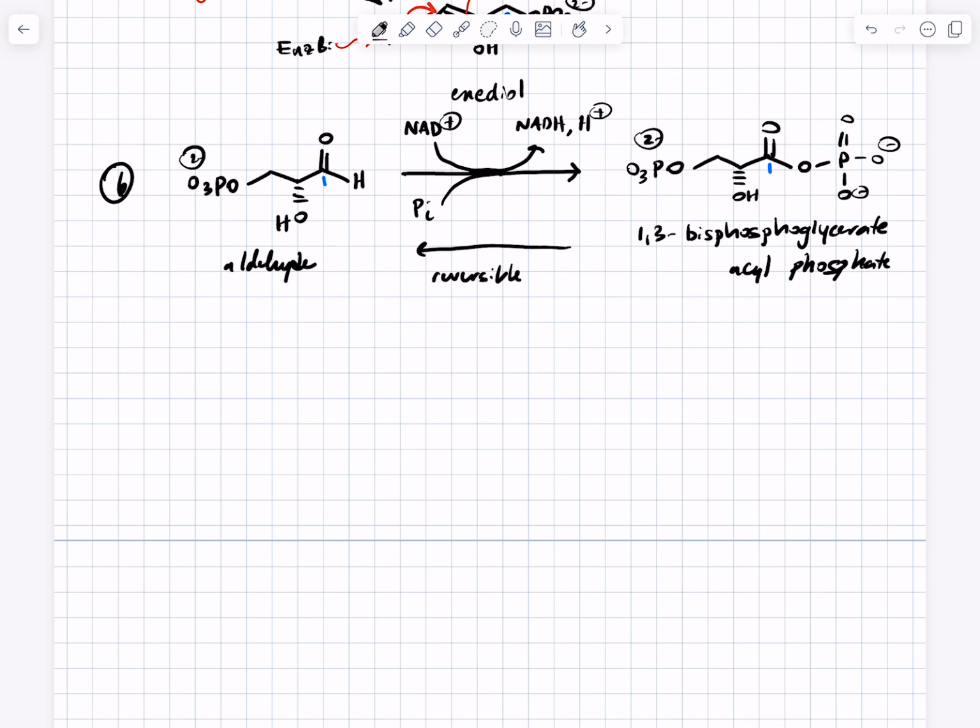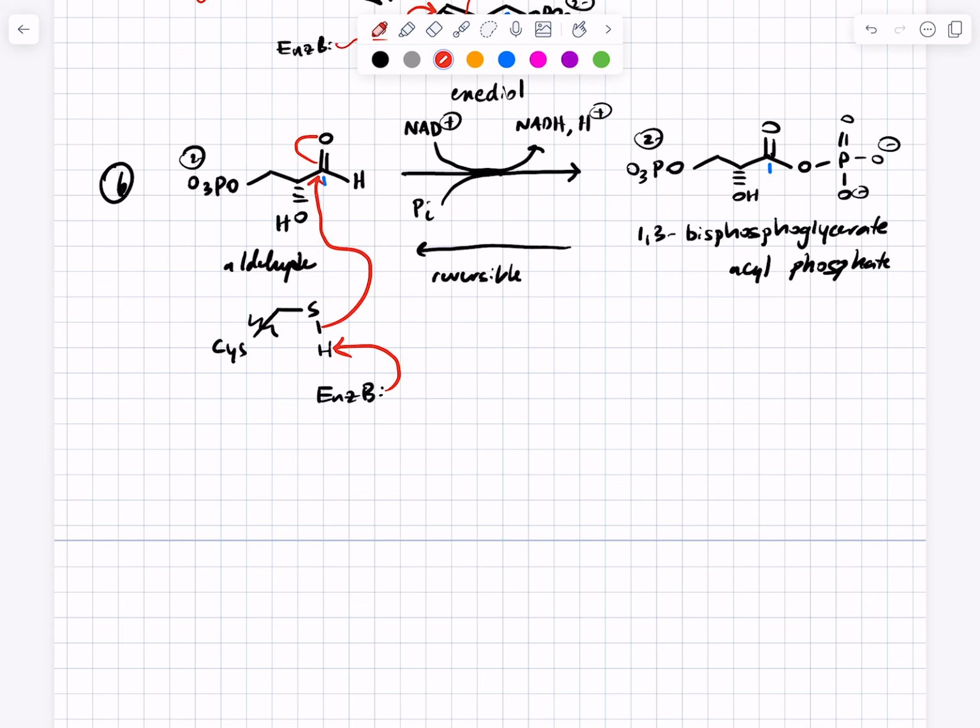Okay, so let's talk about the mechanism. It turns out that the nucleophile in this reaction is a cysteine side chain in the enzyme active site. A base removes the proton on the cysteine. The cysteine attacks the carbonyl carbon. Normally we would just draw a tetrahedral intermediate, with a negative charge on the oxygen, but there's evidence that the enzyme actually protonates that tetrahedral intermediate as it's forming. So we're simply going to show that.